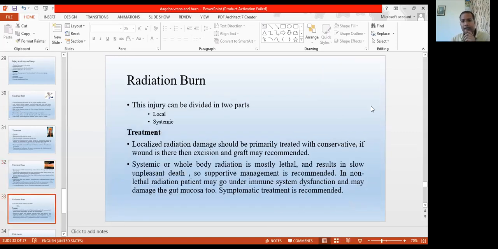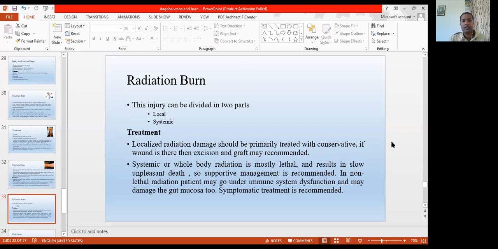Next is the radiation burn. Radiation burn is caused by radiation, X-rays or radioactive rays. Basically, two types of injury happen here: local and systemic. Local radiation injury should primarily be treated with conservative treatment. If a wound is there, then excision and skin grafting are recommended. If pain is there, treat with analgesics, meaning the treatment is only symptomatic.